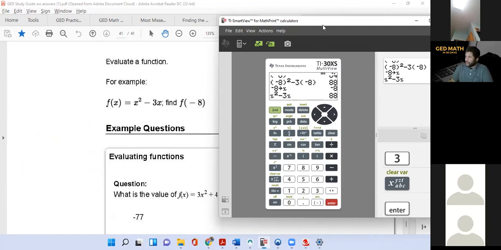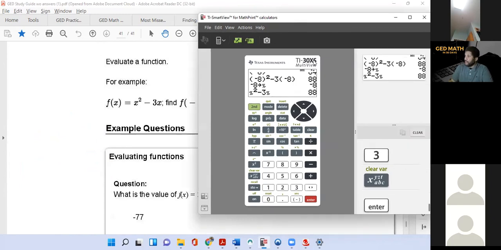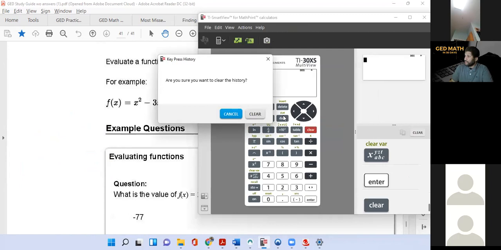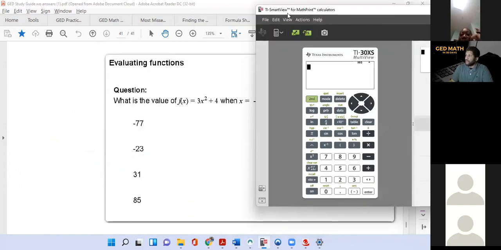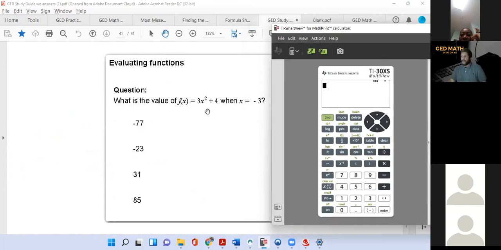So for example, if you look at this second problem here, let me clear it. F of x, let me move this up a little bit and I'll move this over. Most people, when they do this problem, would say 3 times -3 squared plus 4.